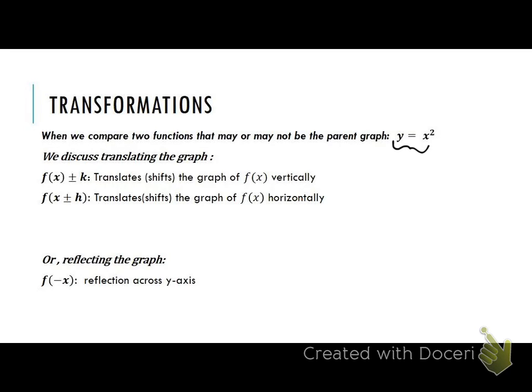What do we call this basic form? Who remembers the name? It is the parent. So we have parents for every single one of the functions we talk about. The parent of a line is y equals x because the slope is 1 and you start at the origin.